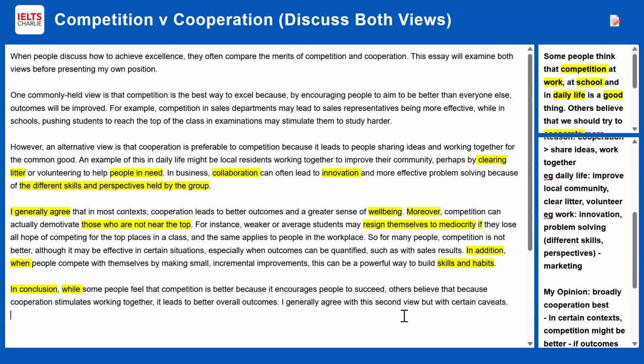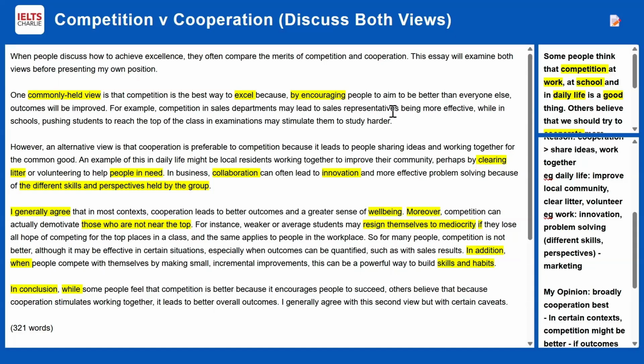I generally agree with this second view, but with certain caveats. And I've just done a word count: it is 321 words. Let's just go back to the second paragraph because I didn't look at some of the vocabulary here. One commonly held view. Again, the word excel is a nice precise word. By encouraging is a nice little phrase you can use.